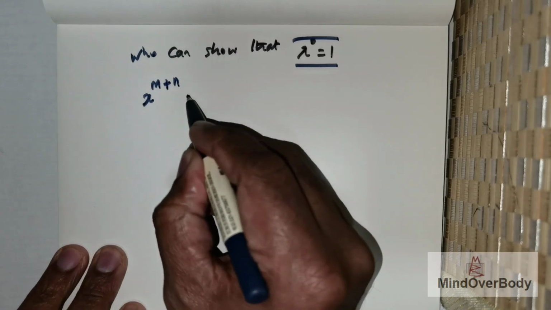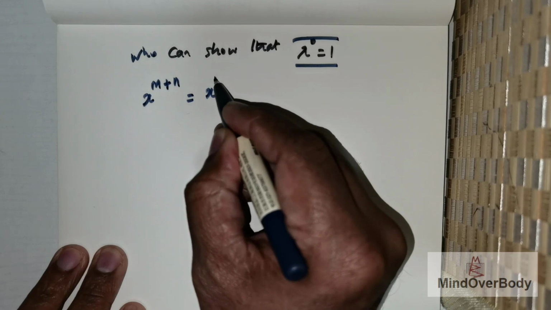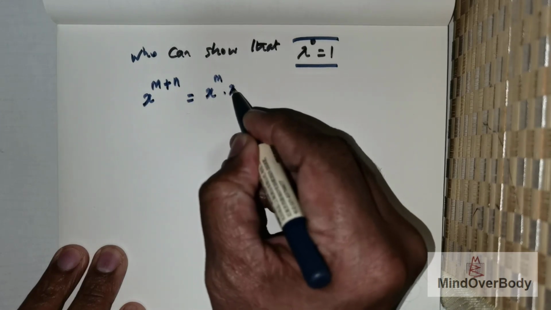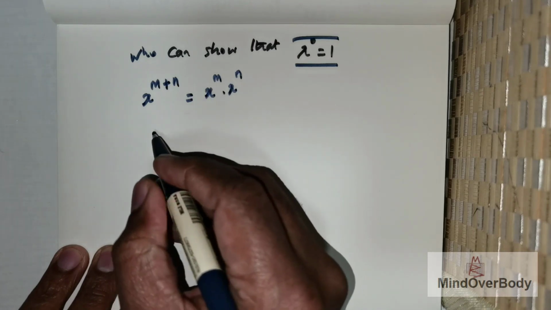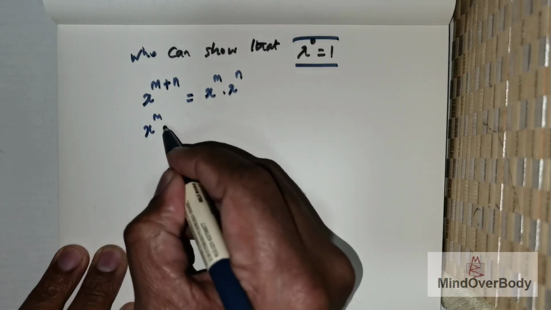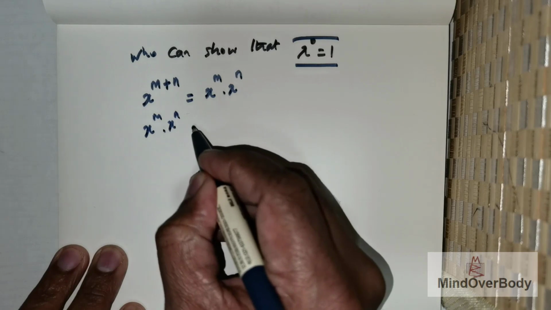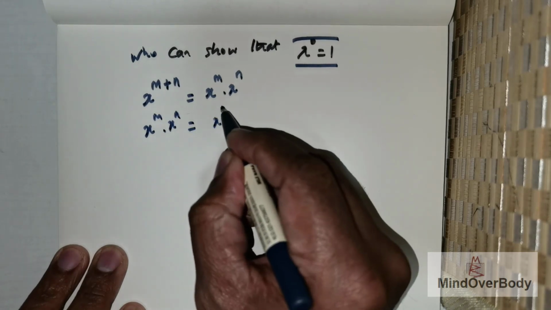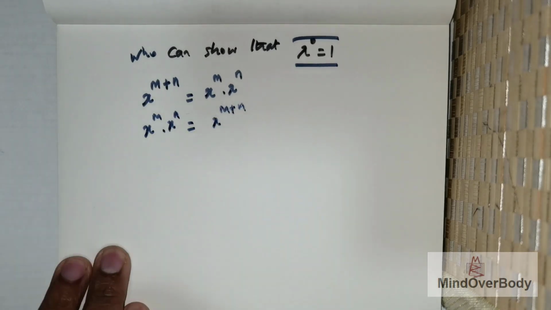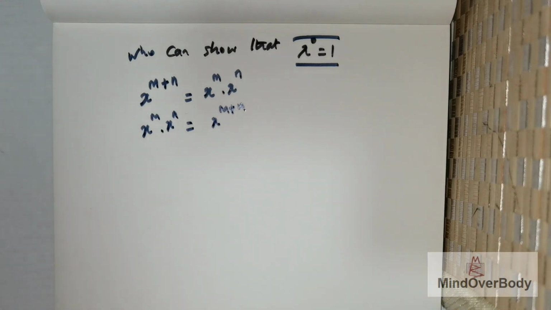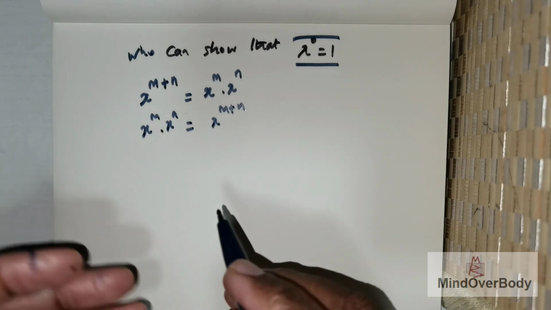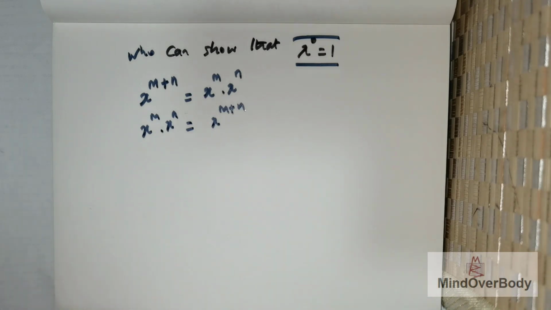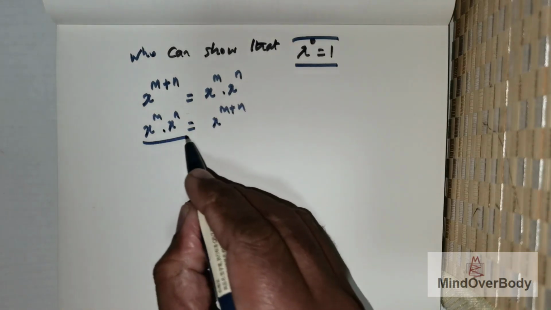Suppose we have it like this, then I can rewrite this as x to the power m times x to the power n. It's possible to write it like this. On the other hand, I can always write x to the power m times x to the power n as x raised to the power m plus n. So both these things are possible, right? If you want, you can have a proof of it, or I would say you can try it out for different values of m and n.